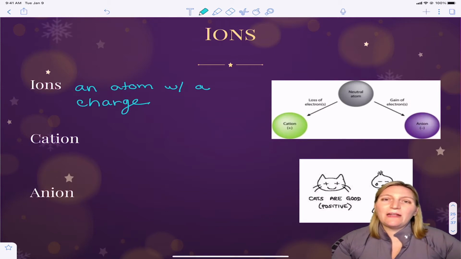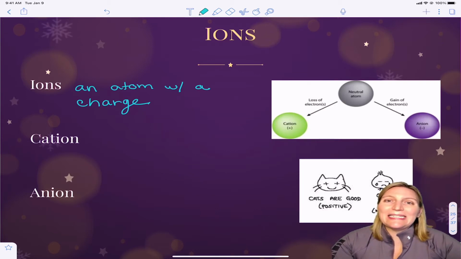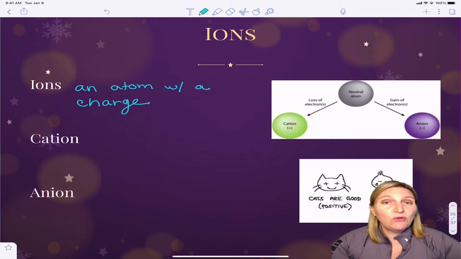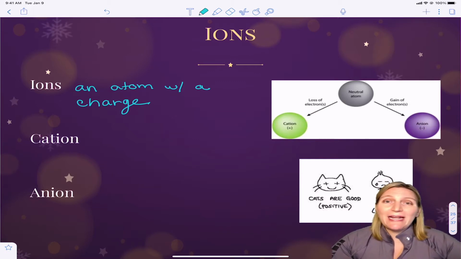And how does an atom get a charge? Well, that means that it has an unequal number of protons and electrons. Now, the number of protons in an atom isn't going to change. That would change the identity of the atom to a different element. That's also what a nuclear reaction is. So in everyday chemistry, the number of protons in an atom doesn't change. But what can change is the number of electrons.